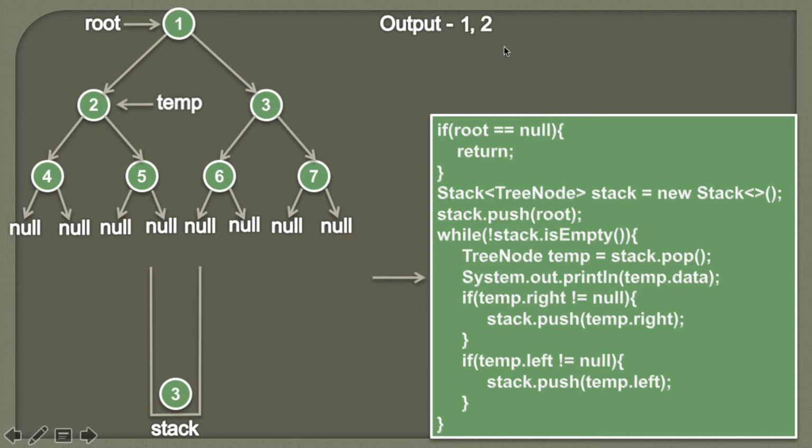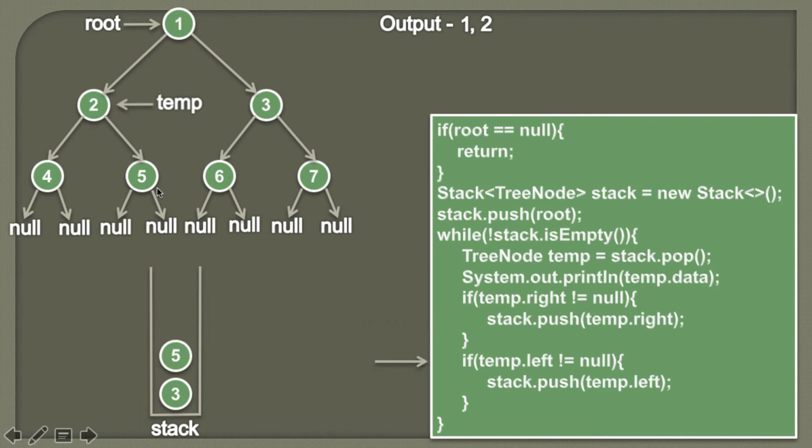So 2 is printed and hence we have processed this node, and now we want to process its left subtree first and then its right subtree. So on the stack we'll first put the node which is pointed by temp right, and then we'll put the node which is pointed by temp left. We'll check whether temp right is equal to null or not. So currently temp right is pointing to the node having data as 5, therefore it's not null. Therefore we simply push the node having data as 5 on the stack.